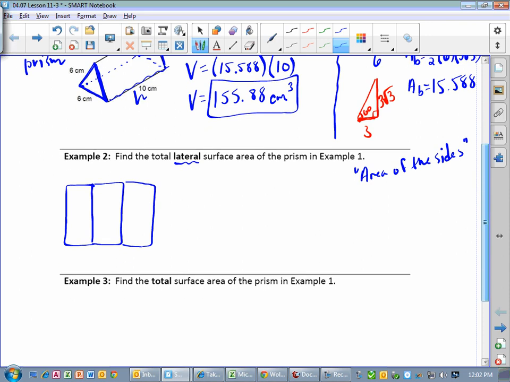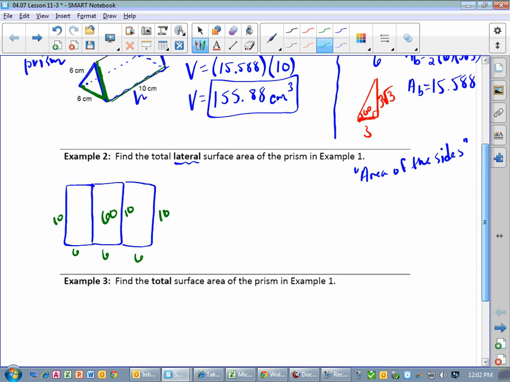Now, what are the dimensions of each of these rectangles? Well, let's see here. The bottom here is 6, and this is 10, so this would be 6 by 10. And then for the right one here, this is 6, and this side is 10. And this one is 6 by 10. So we really have 3 congruent rectangles with an area of what for each one? Well, 6 by 10 is 60.